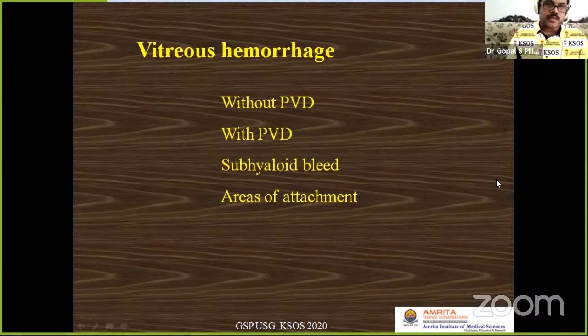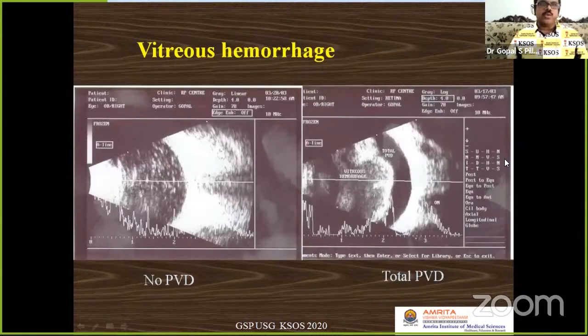If you see the red blood cells in the retrolental area, or even during an indirect ophthalmoscopy you are able to see blood, your diagnosis of vitreous hemorrhage is done. But we do an ultrasound basically when we are going inside for a surgery, to know where to start inducing the PVD, where PVD is already there, where there is a tight adhesion. All these things have to be made out when you are going in for a surgery for a vitreous hemorrhage, and that is why an ultrasound is very important.